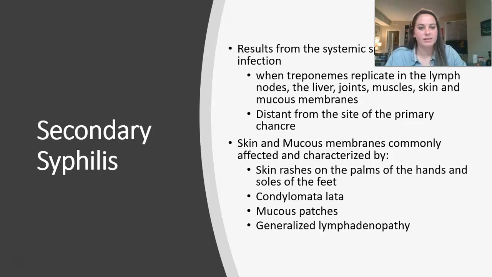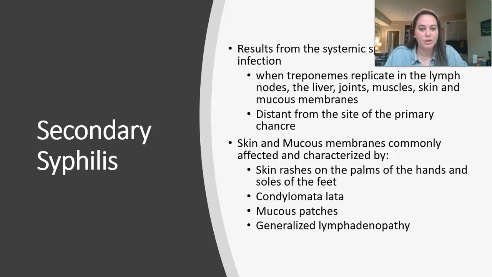So secondary syphilis is about 2 to 12 weeks after primary syphilis's canker heals. And it's a result of the systemic spread of the infection. So the treponemes replicate in the lymph nodes, the liver, joints, muscles, skin, and mucous membranes, and all of these places are far from the site of the primary canker. And that's because it travels through the body by means of the lymphatic system and the venous system. So it can really go anywhere.